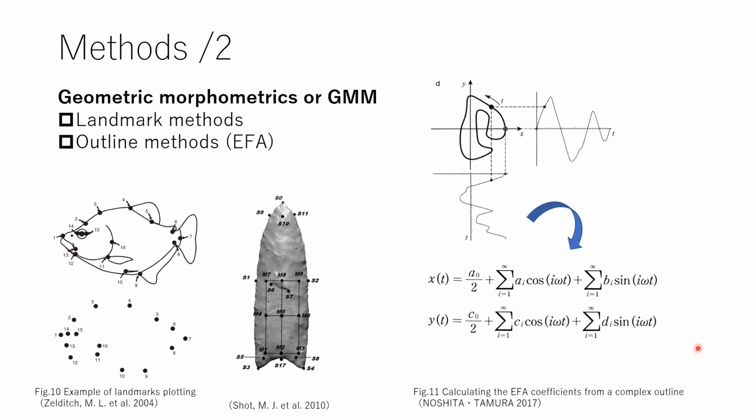So, because of such difficulties, alternative methods to quantify morphological shapes have been developed. These new approaches are called geometric morphometrics, or GMM. In contrast to the traditional methods we saw on the previous slide, less shape information is lost in GMM. Landmark methods and outline methods are common morphometric approaches available today.